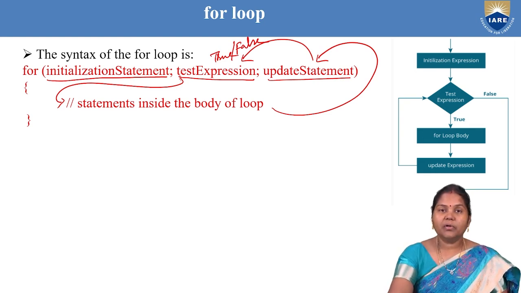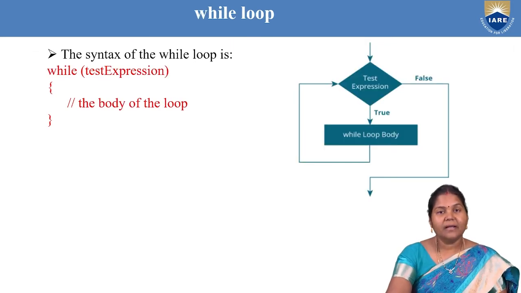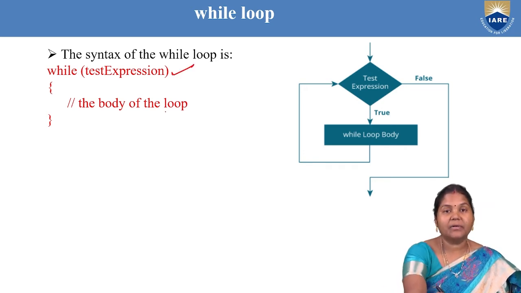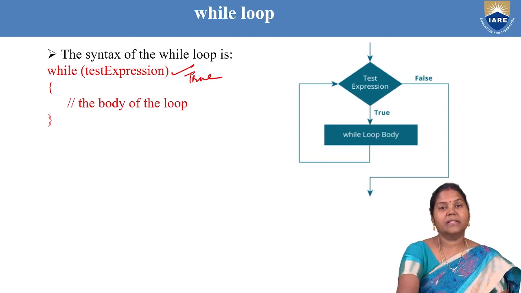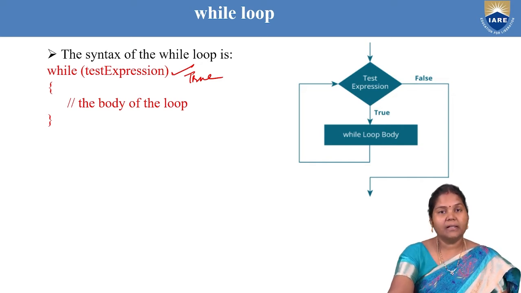Now here in the for loop, all the 3 sections, initialization, test condition, and updating of the variables, are not mandatory. So you may not write all the 3 sections, or you may write only 1 or 2 sections, depending on your application. Next is the while loop. In the while loop, at the entry, the test expression will be evaluated. If this expression is true, then the body of the loop will be executed. The while loop will continuously execute the block of code until the condition is met.